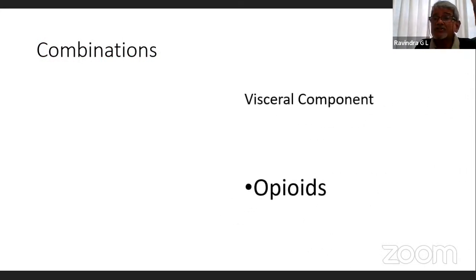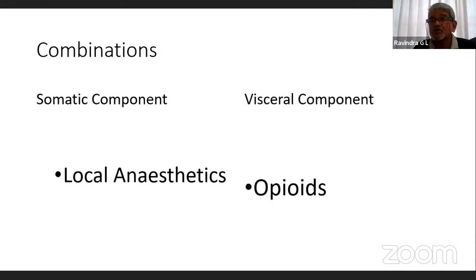So when we use narcotics alone, they may not give you good analgesia because they take care of the visceral pain only. Whereas local anesthetics also do not give very good pain relief in low concentration. So the best thing to do is a combination of the local anesthetic and an opioid, in very low, minimal concentration.